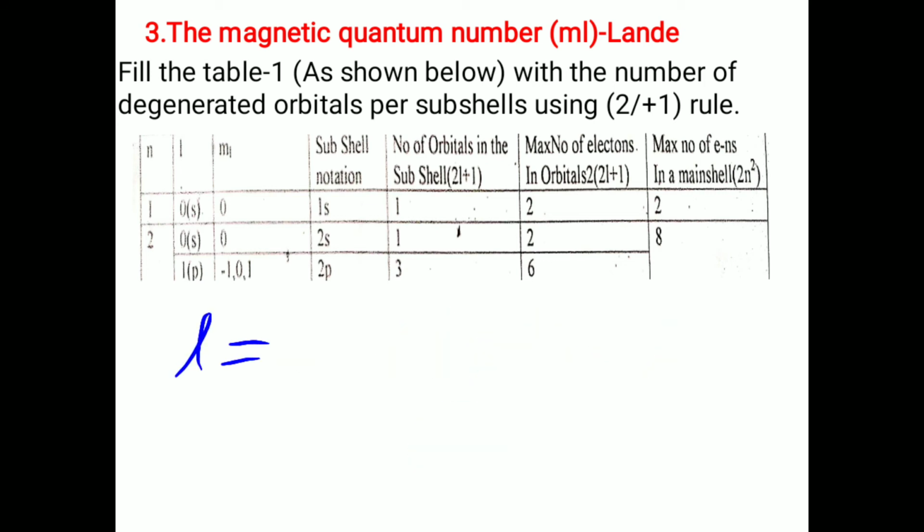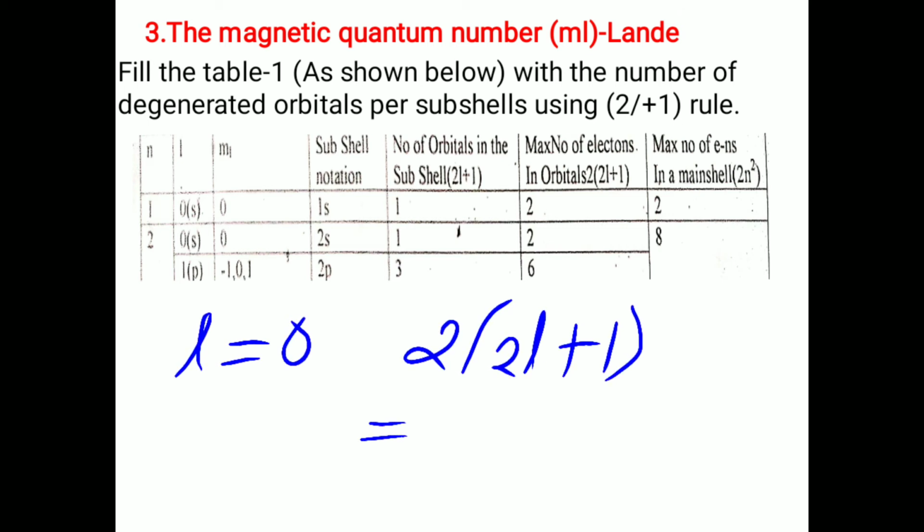For L equal to 0, the maximum number of electrons in the subshell, we have the formula 2 into 2L plus 1, then we get 2 electrons. That means in the s orbital only 2 electrons can exist.